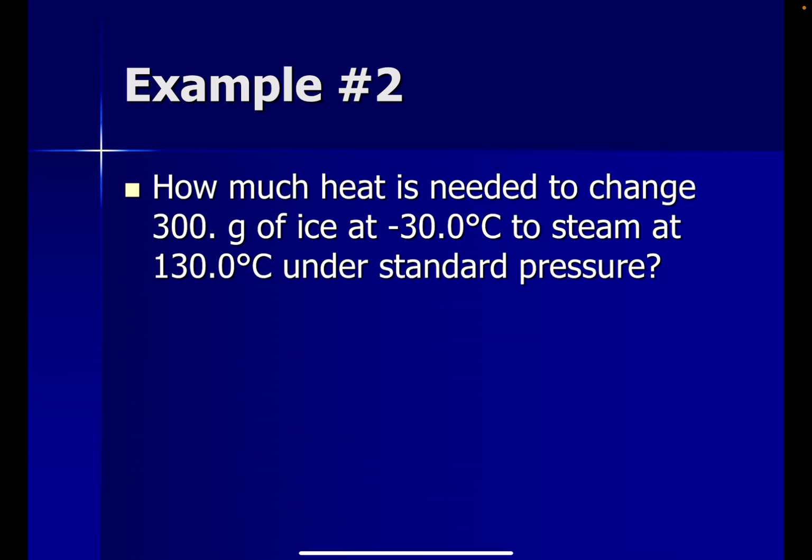Okay, so let's do an example. Let's say I want to know how much heat is needed to change 300 grams of ice at negative 30 degrees Celsius to steam at 130 degrees Celsius under standard pressure. Let's talk about what's going to go on here. Just like that graph, we're going to increase temperature from negative 30 to 0. Then we're going to do a phase change. Then we're going to increase temperature again so we get to 100. Then we're going to do a phase change. And then we're going to increase again to 130.